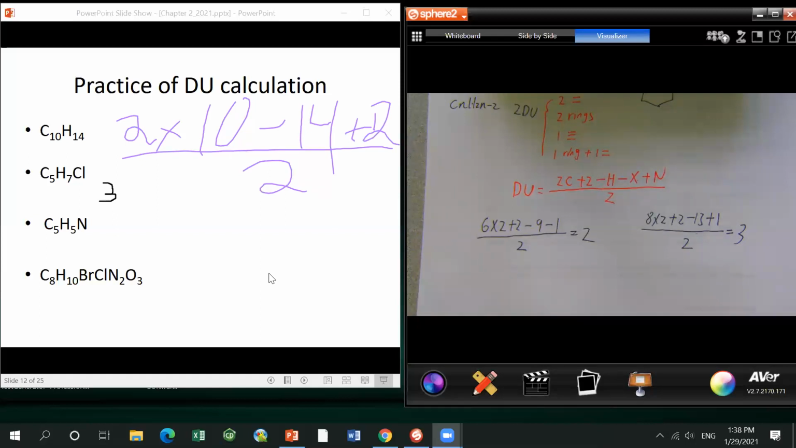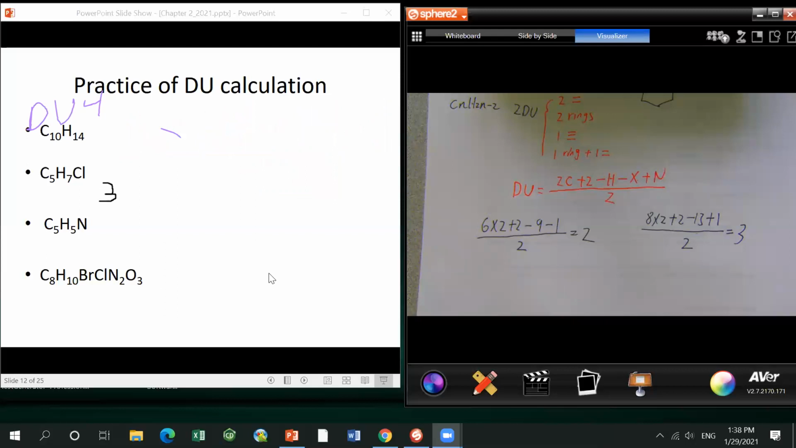So for the first one, because there is no hydrogen, that's zero, so you don't need to worry about it. If there's no nitrogen or other atom, just put zero. For the first one, you just see only carbon and hydrogen. All right, cool. Some students came up with DU number four for the first one, that's right.